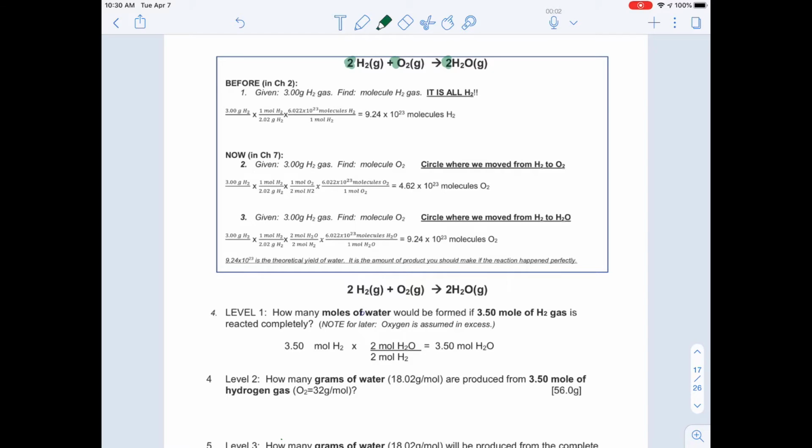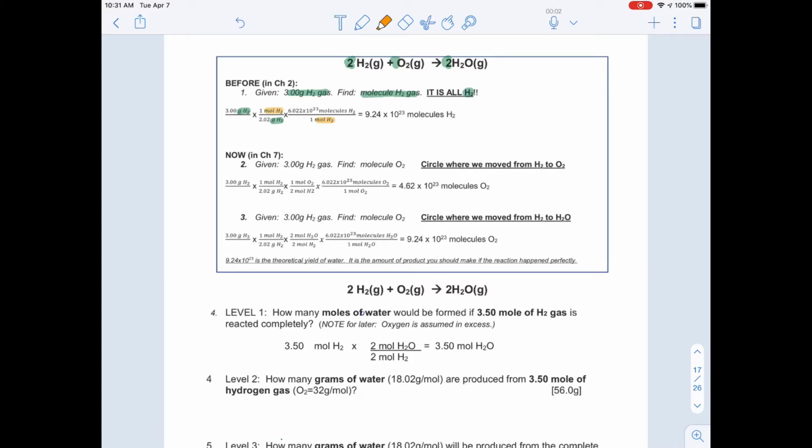So if you'll look at this equation, given 3 grams of hydrogen gas, find molecules of hydrogen gas. Note that it's all hydrogen. This is what we did in chapter 2. So you take your grams of hydrogen, you use the molar mass to convert it into something else, and you see how the units cancel, and we use Avogadro's number to get to the molecules of H2. So this is great. This all works perfectly. It makes a lot of sense.